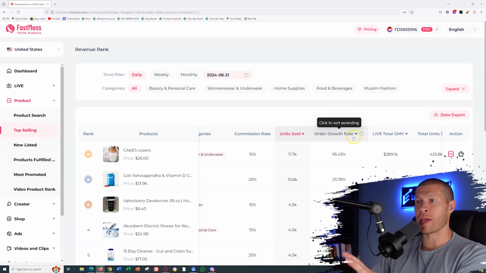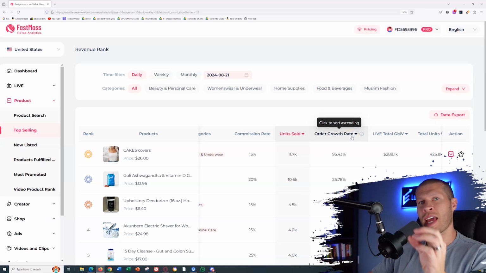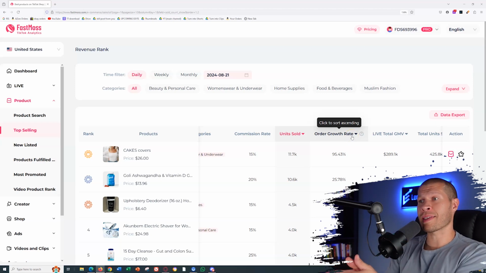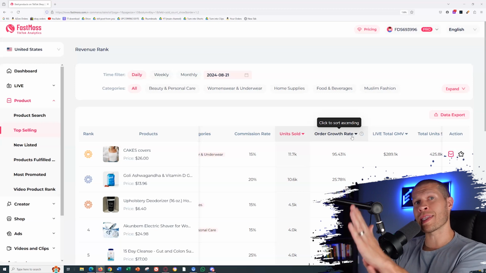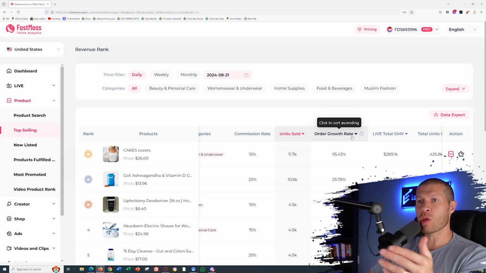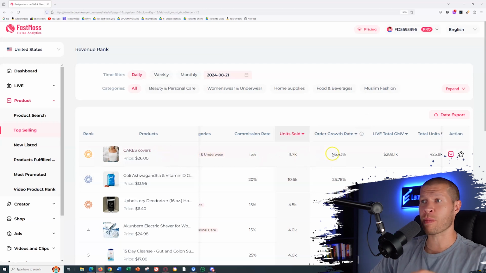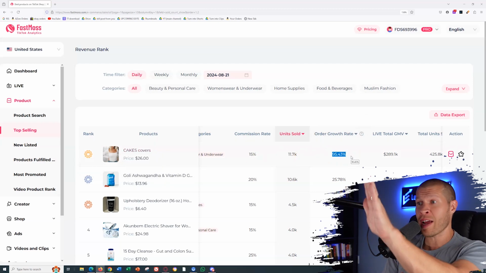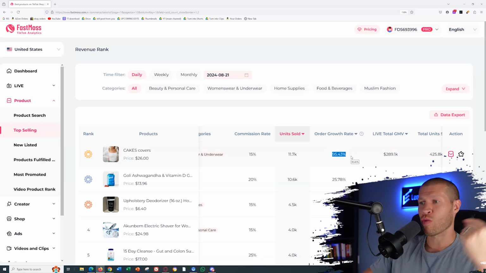But the order growth rate is going to show you over time, is it growing? It's the biggest KPI that you should be looking at to see, is this growing in sales or is it dying off? And if so, how much one way or the other? So this right here is not only the best product, but the order growth rate is 95%, which means this is flying off the shelves currently right now.